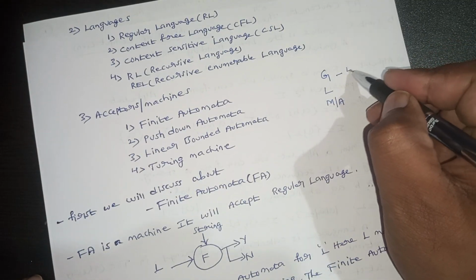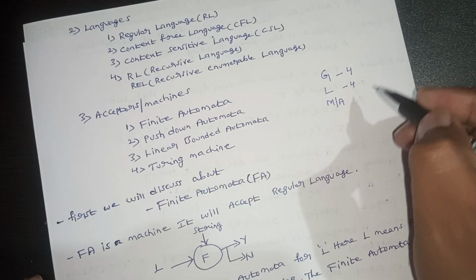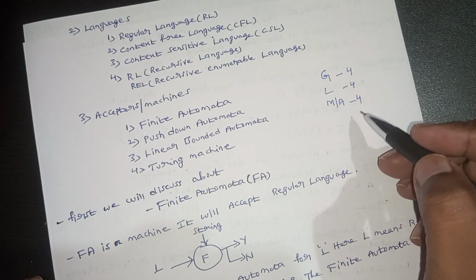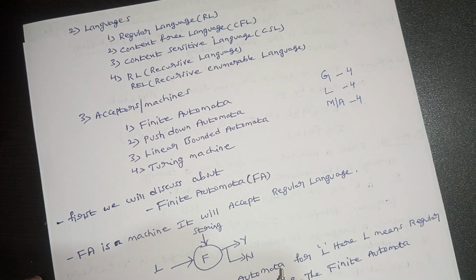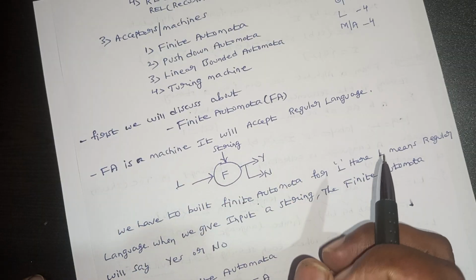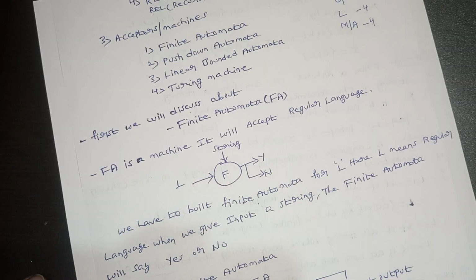I am having four types of grammars, four types of languages, four types of machines. So this is the main core concept of the automata theory. Now coming to the problems, directly I will take them. In this video I am discussing only the introduction about the subject.